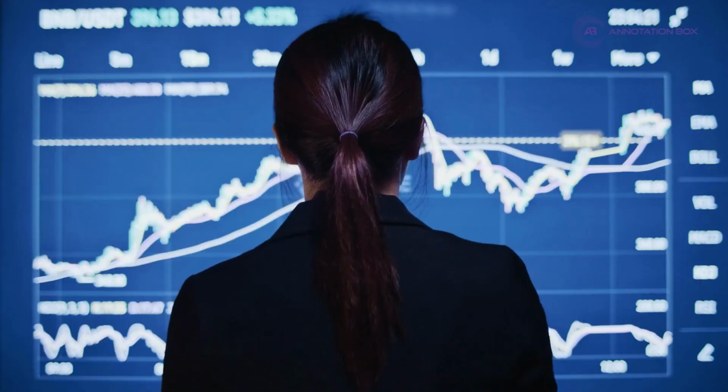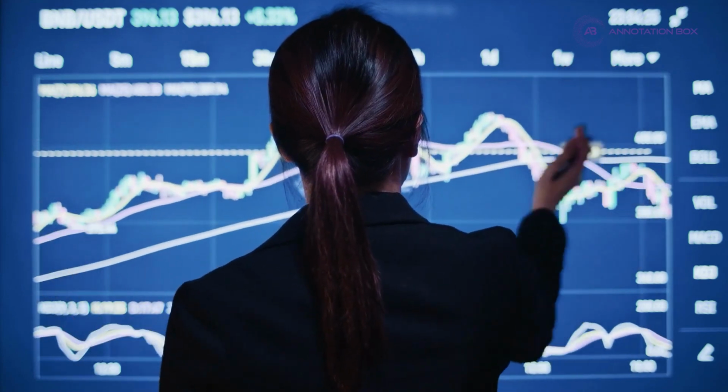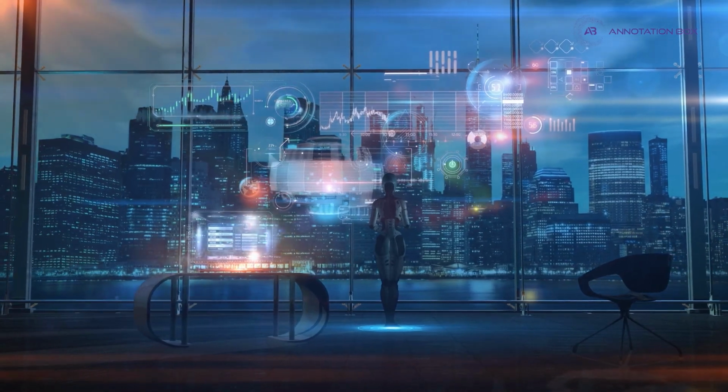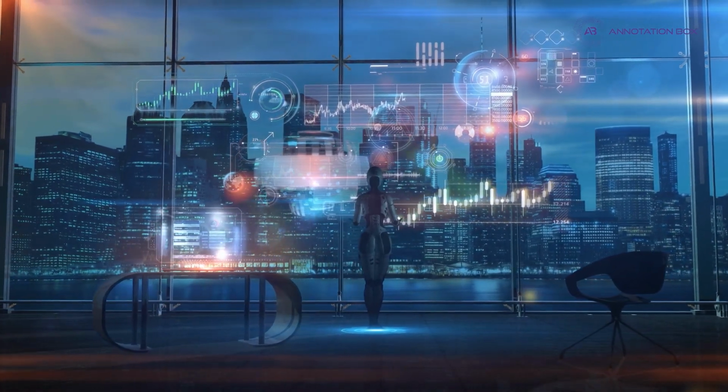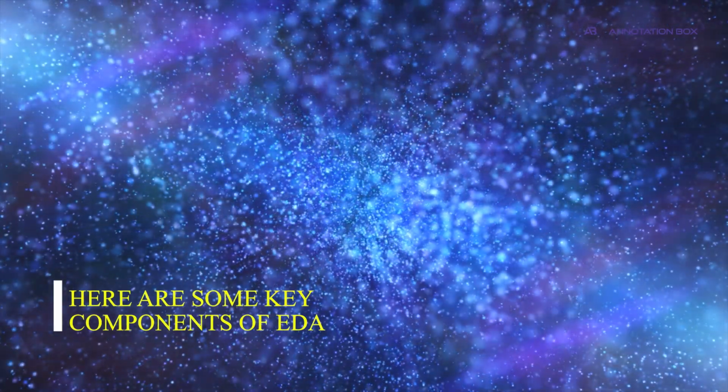During EDA, you'll examine your data visually, looking for patterns, trends, outliers, and any other interesting characteristics. EDA allows you to understand the structure of your data, identify potential issues, and make informed decisions about how to proceed with your analysis. Here are some key components of EDA.